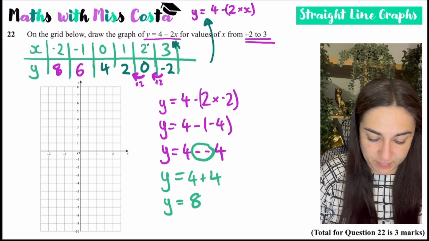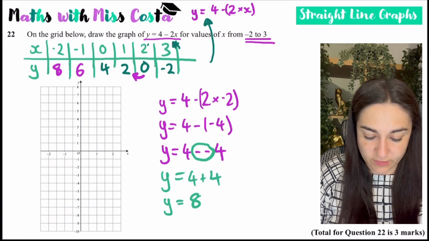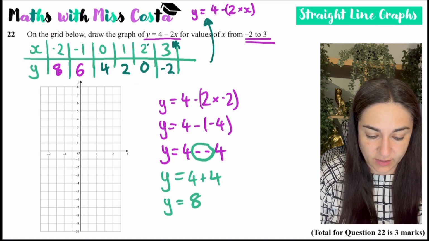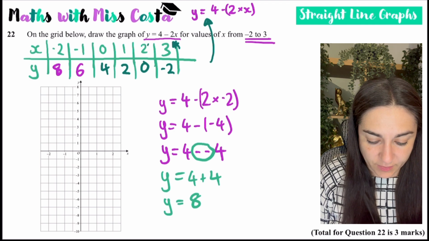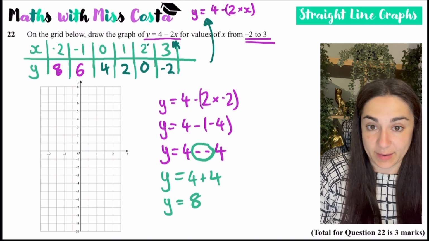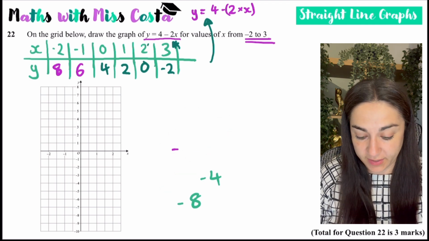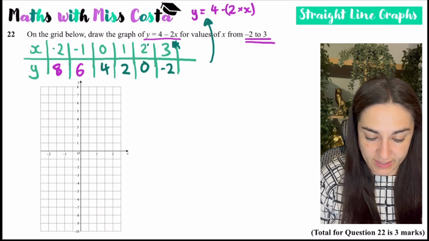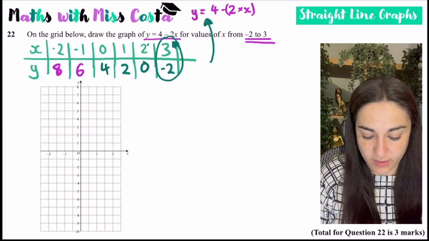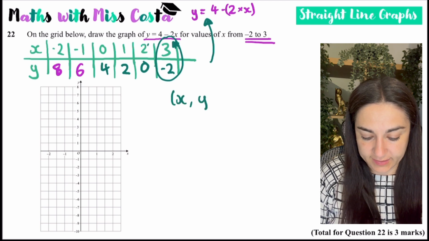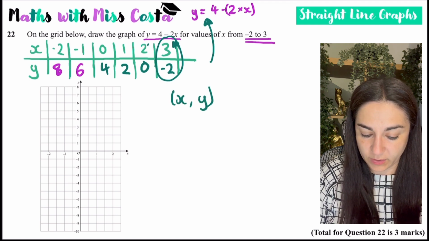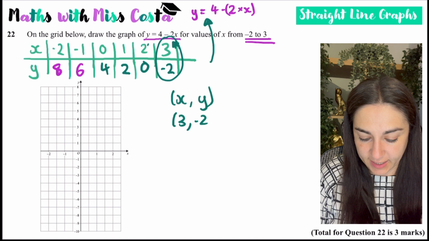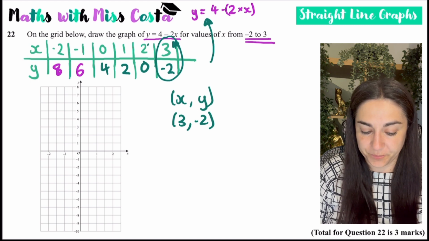Now that you know that your table of values is correct, what you can do is start plotting your graph. So the reason we've split the table up into x and y is because you're trying to work out the x and the y coordinate. So over here, if we took 1 as an example, this coordinate, the x coordinate is 3, the y coordinate is -2. So that would be 3, -2.